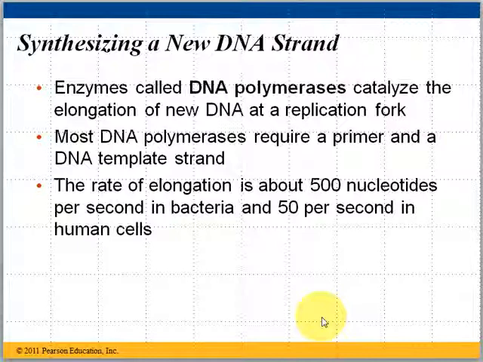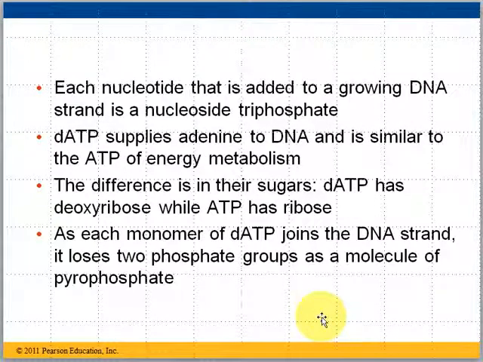And the rate of elongation is about 500 nucleotides per second in bacteria and about 50 per second in human cells. So the bacteria can actually replicate its DNA faster than the human cell can, but about 50 nucleotides per second is actually a pretty quick process. Like we said, the entire DNA of a cell, 46 chromosomes, can be replicated in just a matter of hours in a human cell.